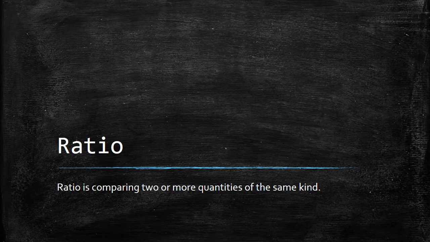Okay, let's have a look at ratio. Ratio is basically just comparing two numbers or quantities of the same kind. So say, for instance, we want to know in a class, how many boys are there to all the girls. So for instance, if for every 2 boys, there are 3 girls, we write it as a ratio of 2 to 3. Let's have a look at this in more depth.